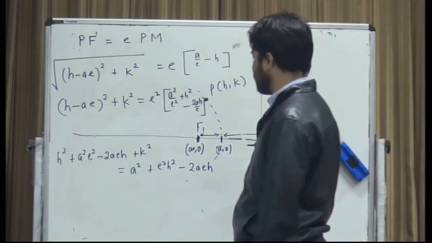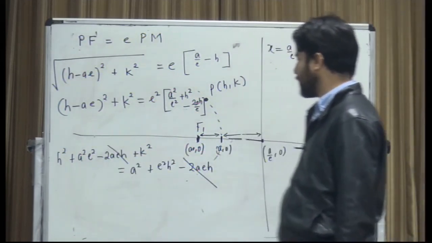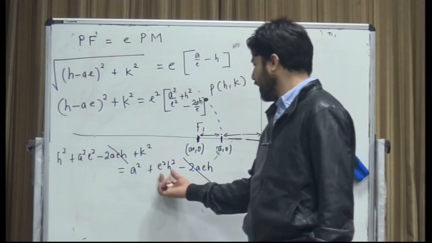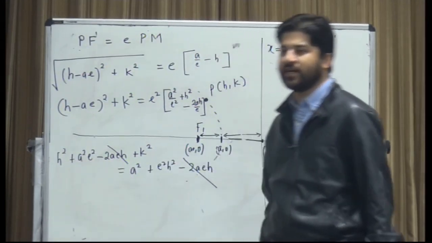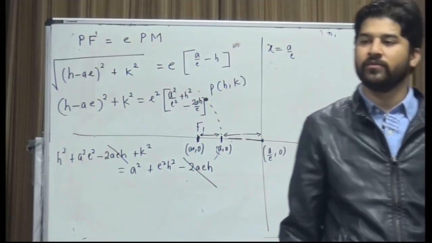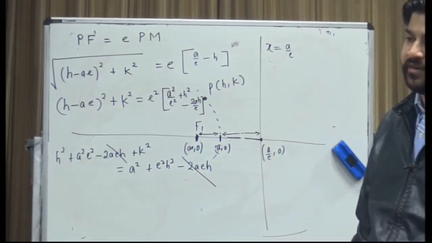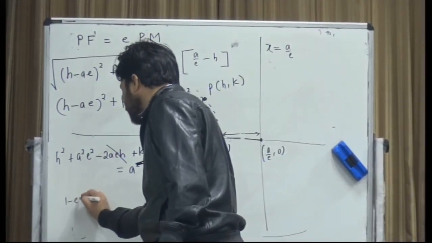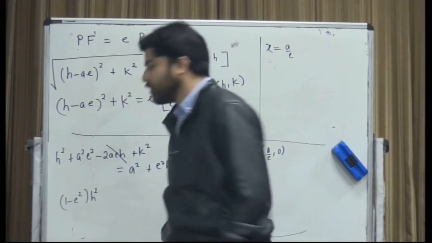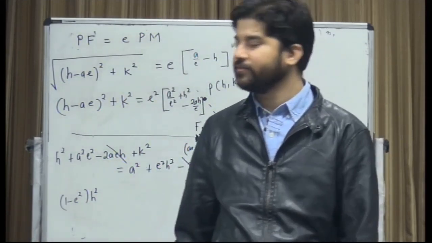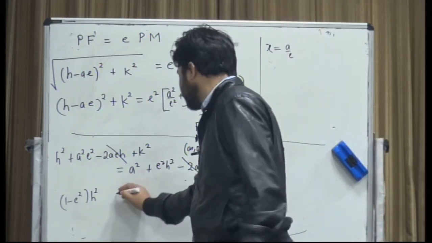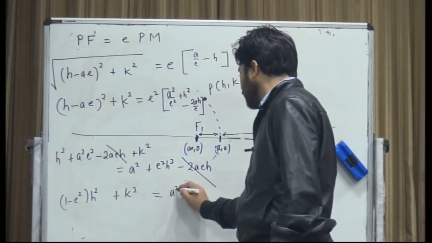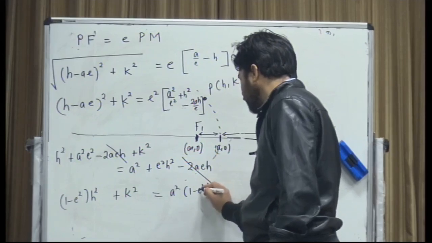Okay, what all can I cancel? That's it? Or is there anything more getting cancelled? No. Now, this is e square h square and h square. Which is greater? h square is greater, because e square will definitely be between 0 to 1, right? So I'll shift it to the left and I'll say 1 minus e square into h square, right? k square will remain k square, and I'll take a square e square on the right.